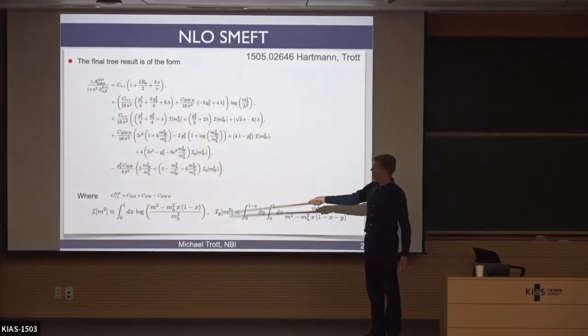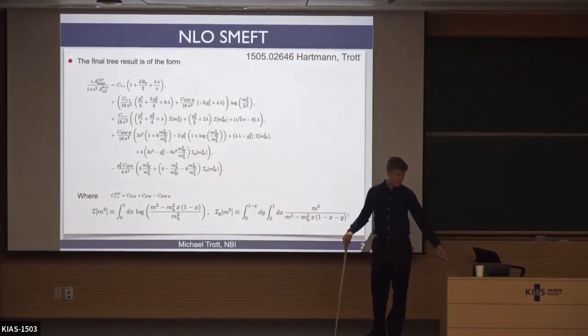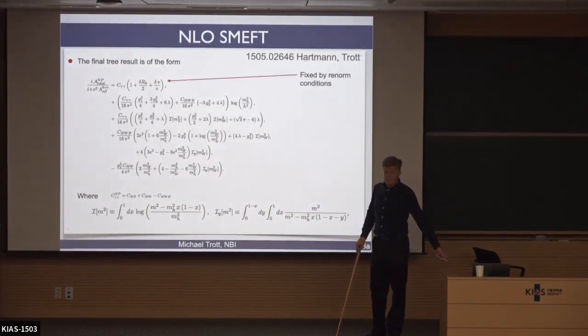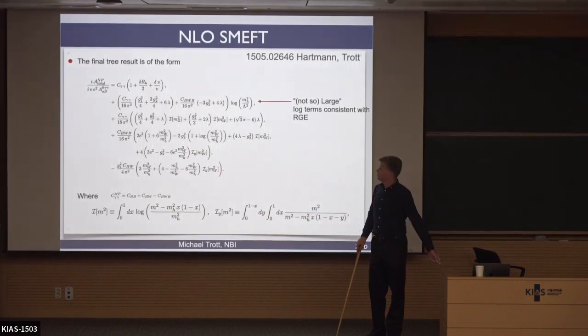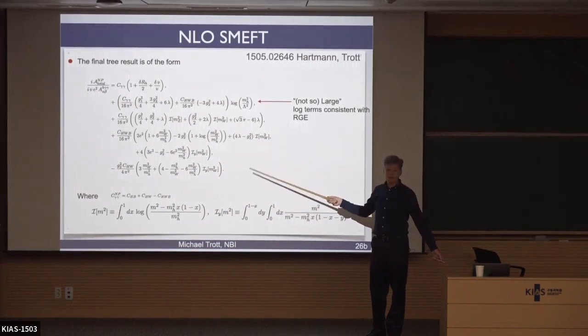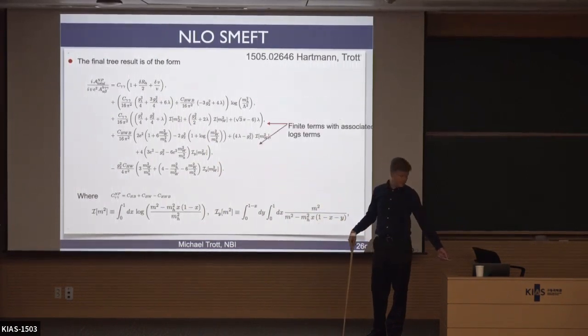And these are just some integral forms that are present here. Straightforward. What's here? This is fixed by normalization conditions. This is the not so big log. I emphasized at the start, the logs aren't that big. You can look at this formula and convince yourself, are these logs much bigger than the other finite terms? They're not that much bigger. And these guys are just about as big.